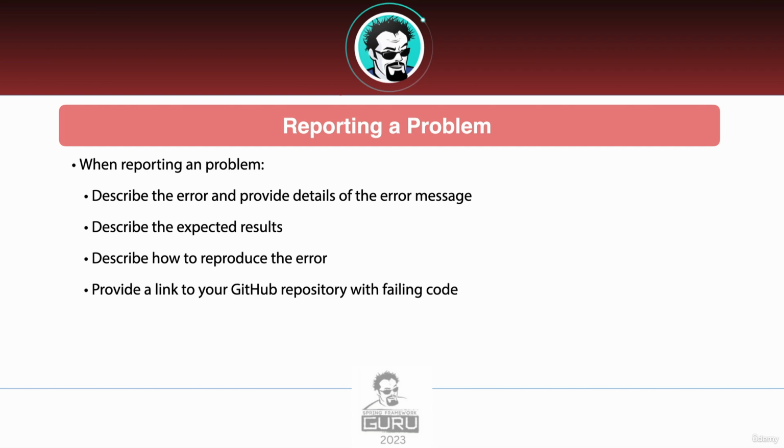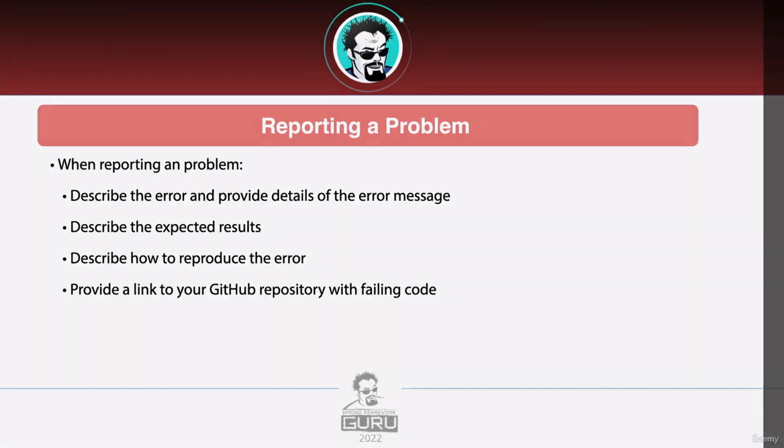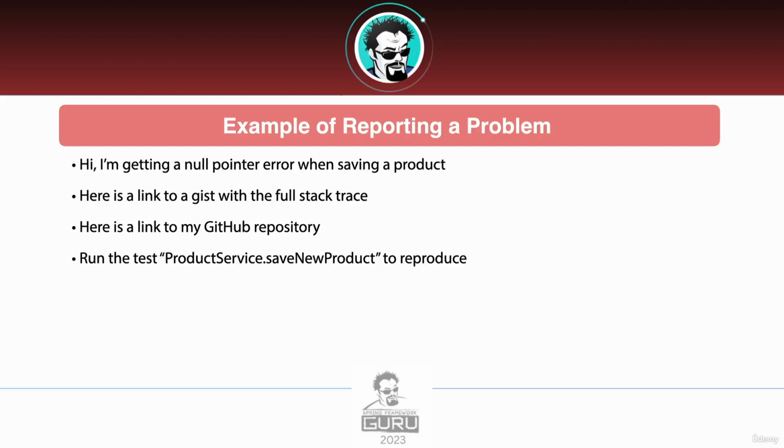This is very important, so that the person who is going to help you troubleshoot is able to reproduce the error. Here's an example of reporting a problem. "Hi, I'm getting a null pointer error when I'm saving a product. Here's a link to a GitHub gist with the full stack trace of the output. Here's a link to my GitHub repository.